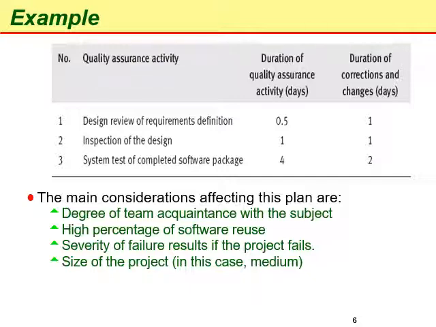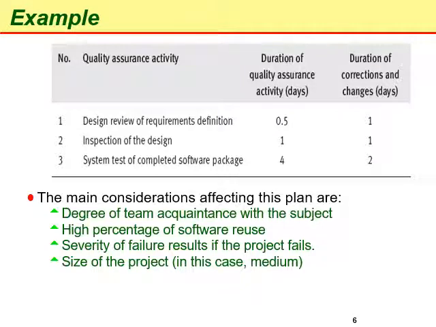For design review of requirements definition, 0.5 day is allocated. Similarly, 1 day is allocated for correcting the changes that were recommended during the review. For inspection of design, 1 day is allocated for this quality assurance activity, and 1 day is allocated for correcting the recommendations. And for system test of completed software package, 4 days are allocated and 2 days are for corrections.